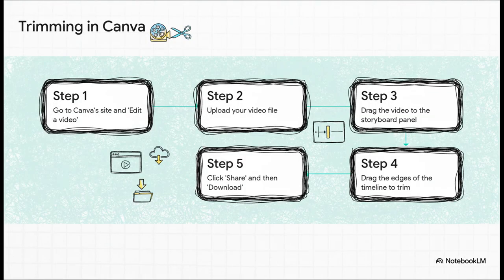The workflow here is once again dead simple. Just go to Canva's website, upload your video, and drag it onto the editing panel. Just like with the other tools, you'll see your clip on a timeline, and you just drag the edges to trim it down. When you're happy, click Share, then Download. It really is that easy.